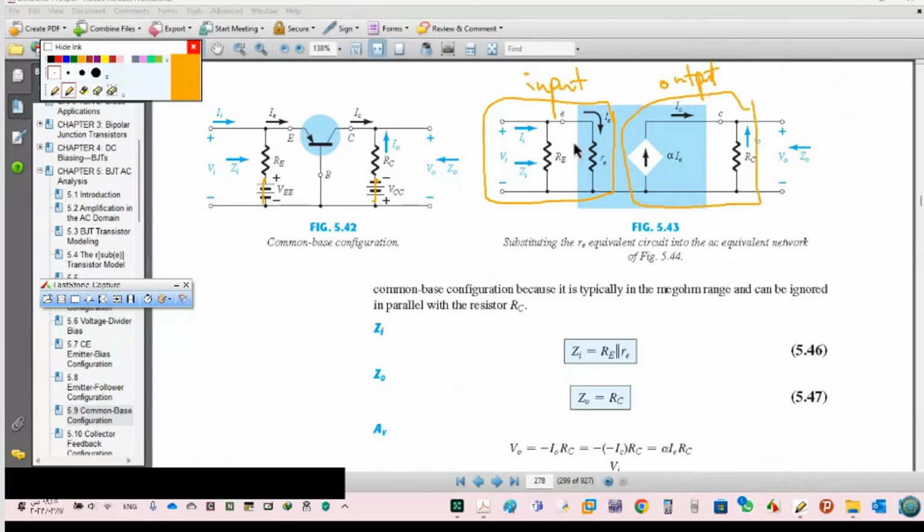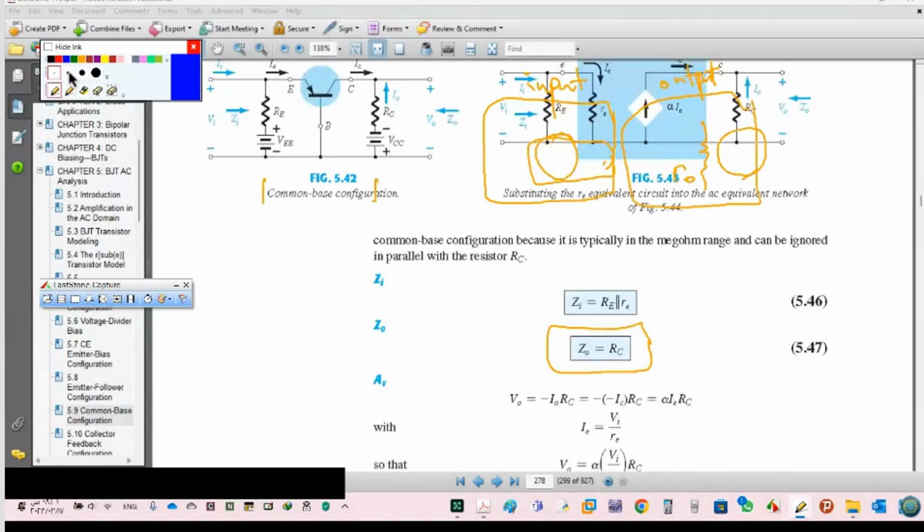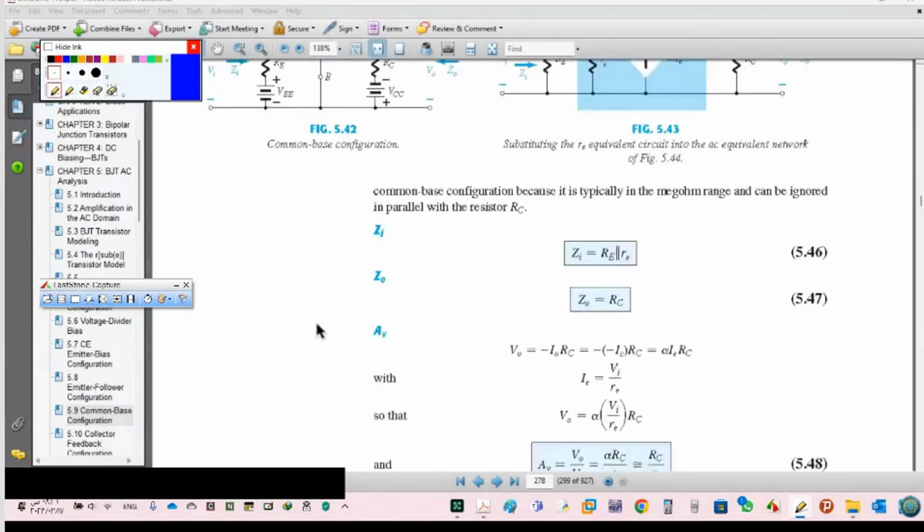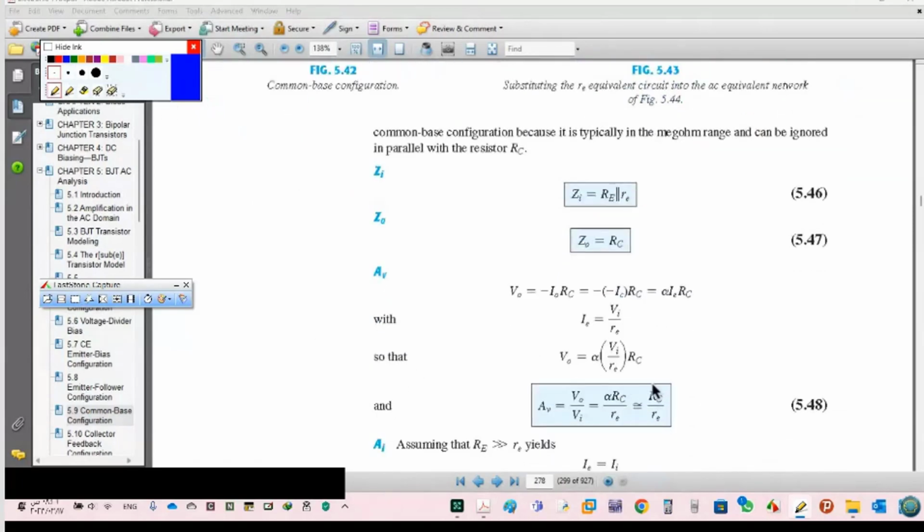So ZI here is directly RE. If we have RO, then it's RE with RO. ZO, we just have RC, and if we have RO, it's RO with RC. This is on the question. Okay. Else, I want to calculate the most important thing, AV. AV here is this.